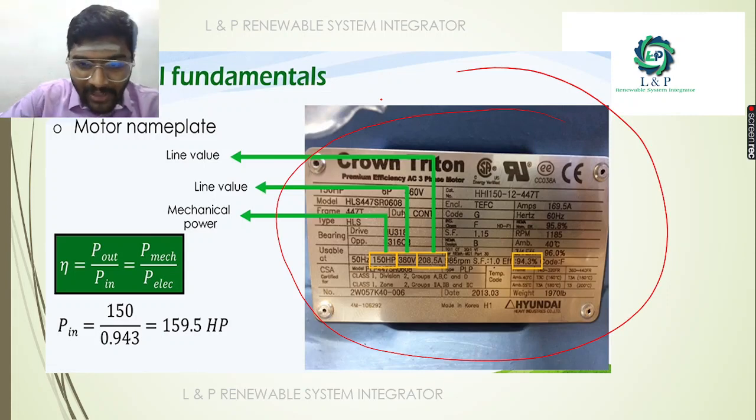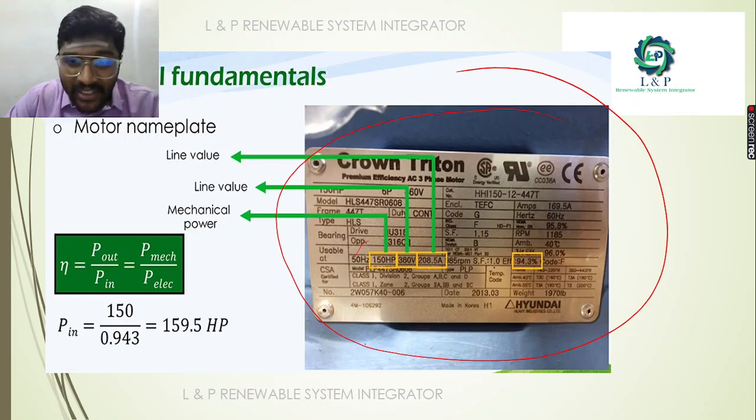So in the nameplate, they will clearly provide what its frequency is, what its mechanical power is, how much HP it is going to be, what its line voltage is, what the line current is, and what the efficiency is. All these details you can see. So we all know it.